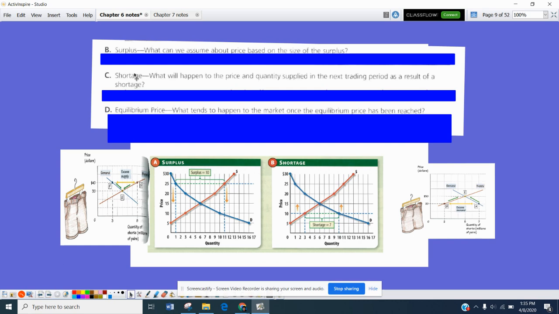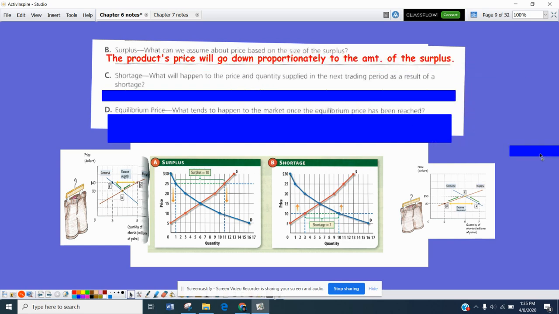So a surplus. What can be assumed about the price based on the size of a surplus? Well, the product's price will go down proportionately to the amount of the surplus. So how much we have on hand will determine how much we're going to have to lower our price to meet the needs of the marketplace. If there is a small surplus, the price isn't going to move that much. If there's a large surplus, certainly there's going to have to be some significant movement in order to meet the demand.